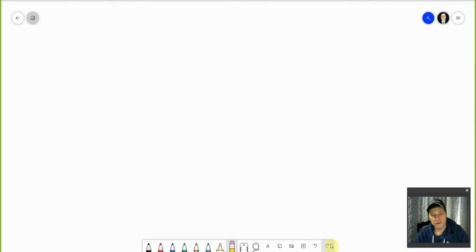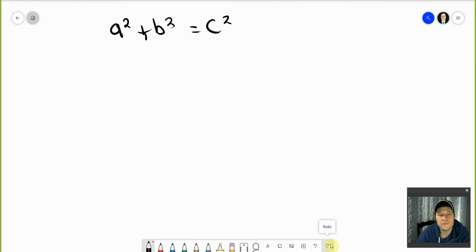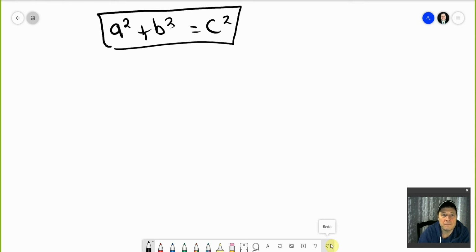Everybody's favorite, principle 9, is the Pythagorean Theorem. The Pythagorean Theorem states that the square of the hypotenuse is equal to the sum of the squares of the other two sides. So you'll remember this, right? A squared plus B squared equals C squared. That is principle number 9, the Pythagorean Theorem.